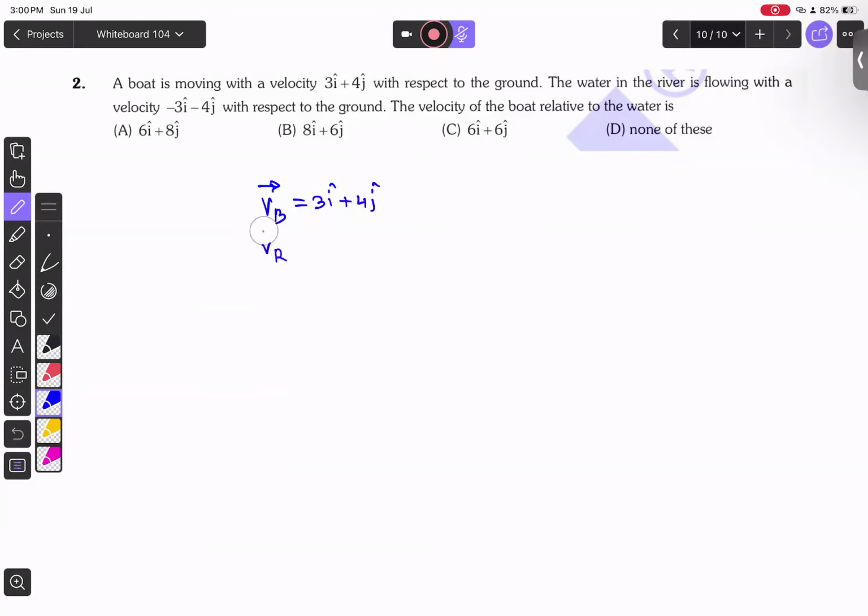Velocity of the river is minus 3 i cap minus 4 j cap. So velocity of the boat with respect to the river will be velocity of the boat minus velocity of the river. So that will give you 6 i cap plus 8 j cap. So nothing much in this question. Okay. Next question I can go to.